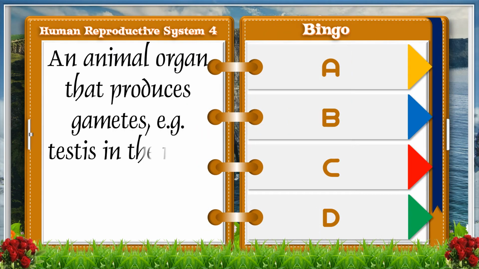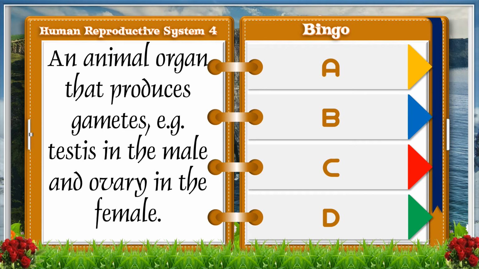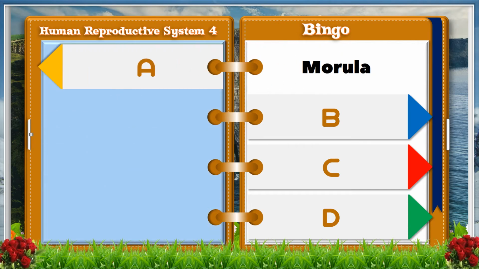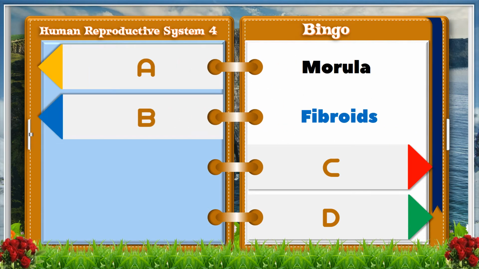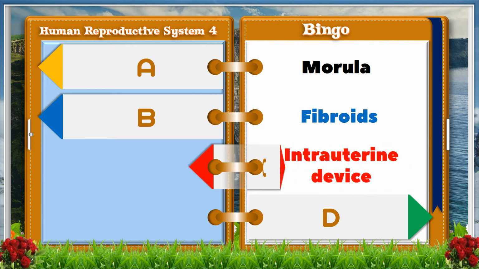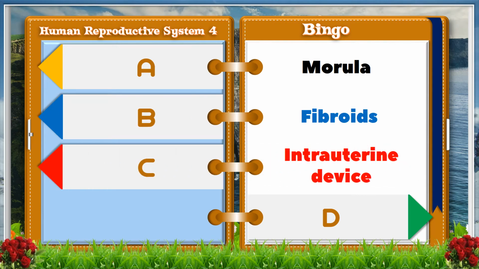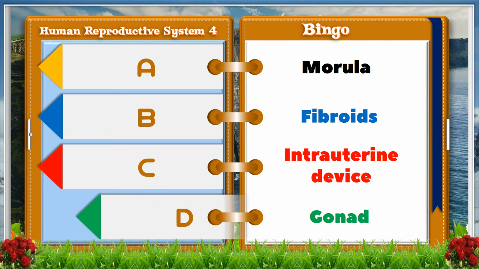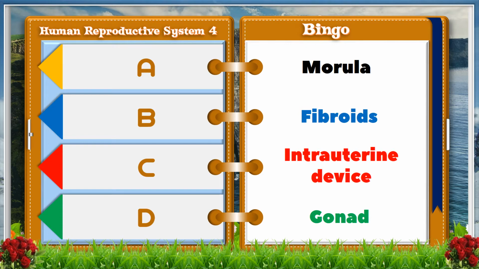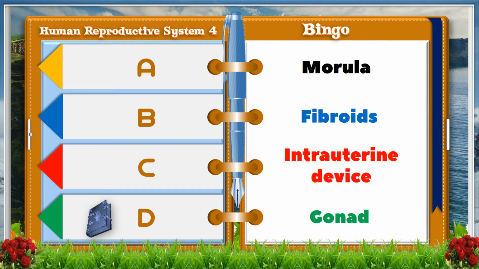An animal organ that produces gametes, e.g. testes in the male and ovary in the female. A. Morula. B. Fibroids. C. Intrauterine device. D. Gonad. And the answer is D. Gonad.